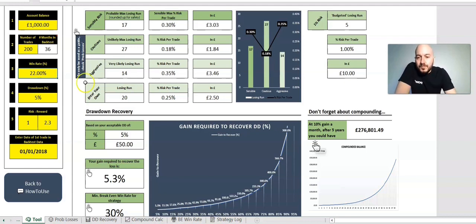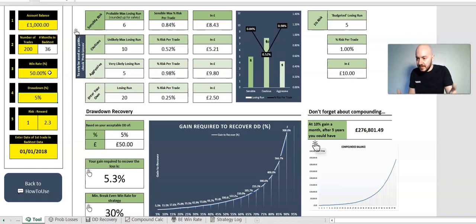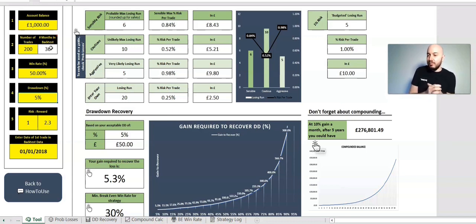Okay. Now, if we had a win rate, let's say of 60%, the opposite occurs. So what we've got is probable, unlikely, and very likely. Let me do the coin analogy. Let's put 50% in. A very likely losing run of 5, an unlikely but possible losing run of 10, and a probable of 6. Well, we might go, tell you what, we'll go with 6 on that. We can risk 0.83% per trade on that strategy, okay?